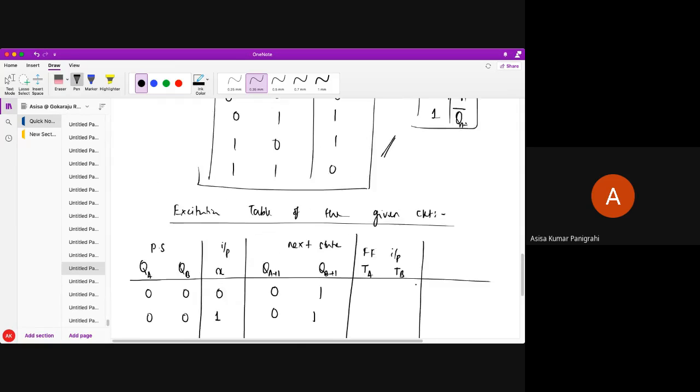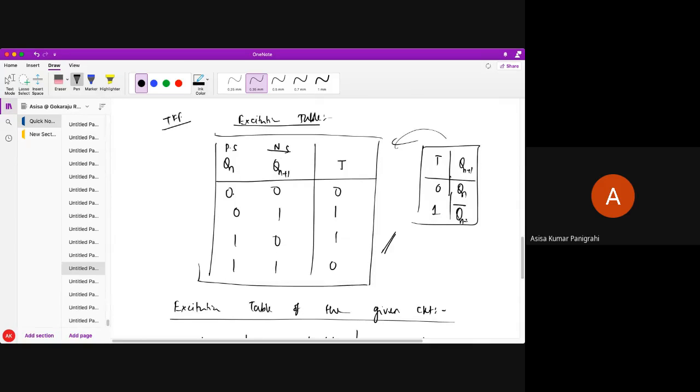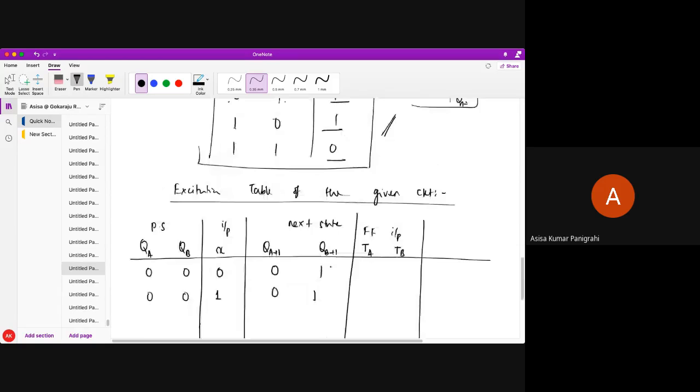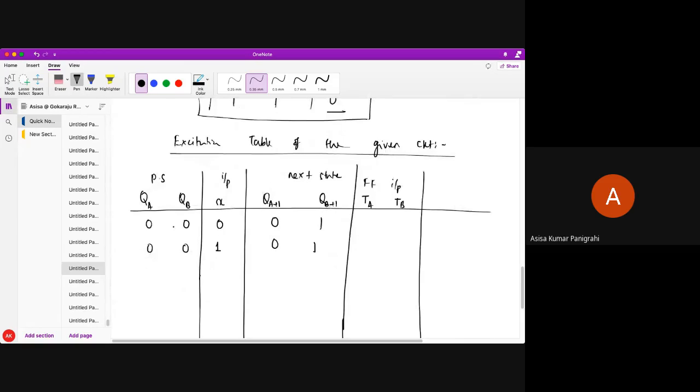So how does the flip-flop input behave? Depending upon this: if present state is 0 and next state is 0, my T is 0. Present state 0, next state 1, my T is 1. Present state 1, next state 0, my T is 1. Present state 1, next state 1, my T is 0. Accordingly, I can fill it in. So present state is 0, next state is 0, TA is 0. Present state is 0, next state is 1, TB is 1. Simple.